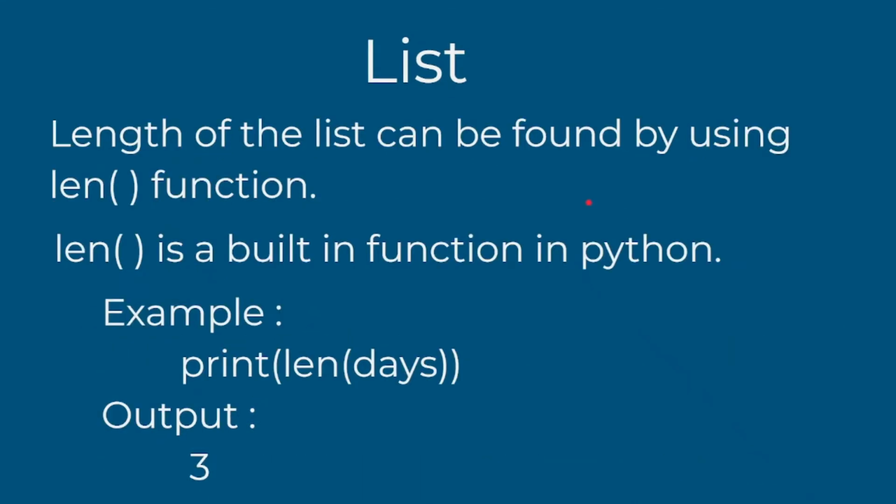The length of the list can be found by using the len function. Len is a built-in function in Python. It returns the number of items in an iterable object, that is, anything through which we can iterate. For example, you can see here we are printing the length of the days list by using the len function, and we are getting output as 3. That is because the days list contains only 3 items: Sunday, Monday, and Tuesday.